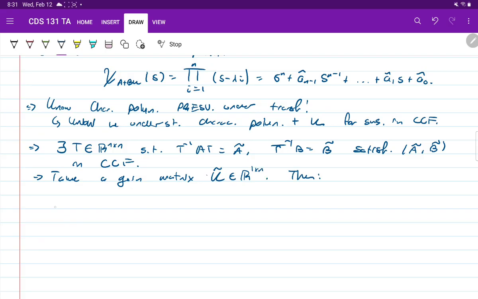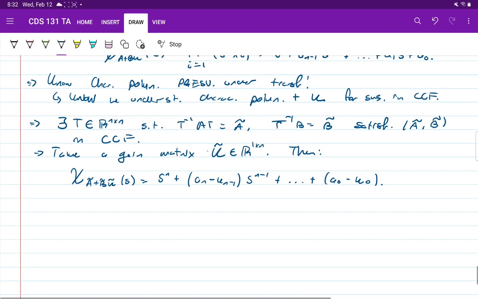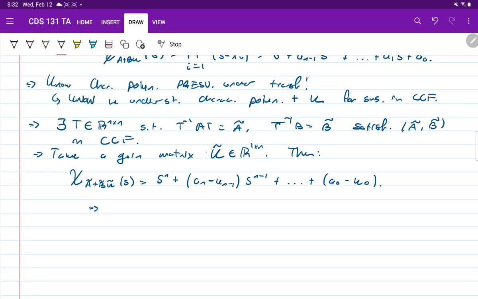Then I have that my characteristic polynomial chi of a tilde plus b tilde k tilde, of s, will equal the following. It will equal s to the n plus a n minus k n minus 1, s to the n minus 1 plus a naught minus k naught. Where a n through a naught are the coefficients of my standard characteristic polynomial of a. So if I do this, how do I pick k?